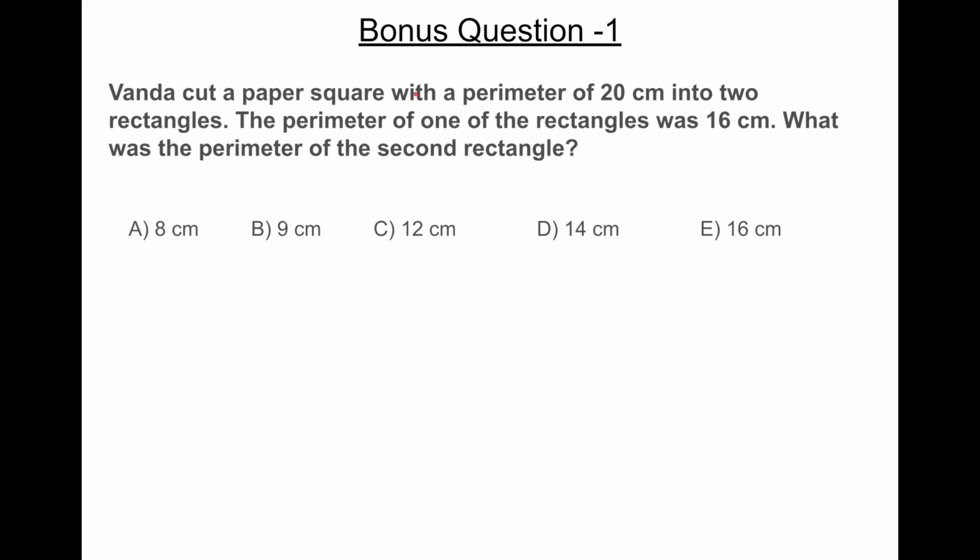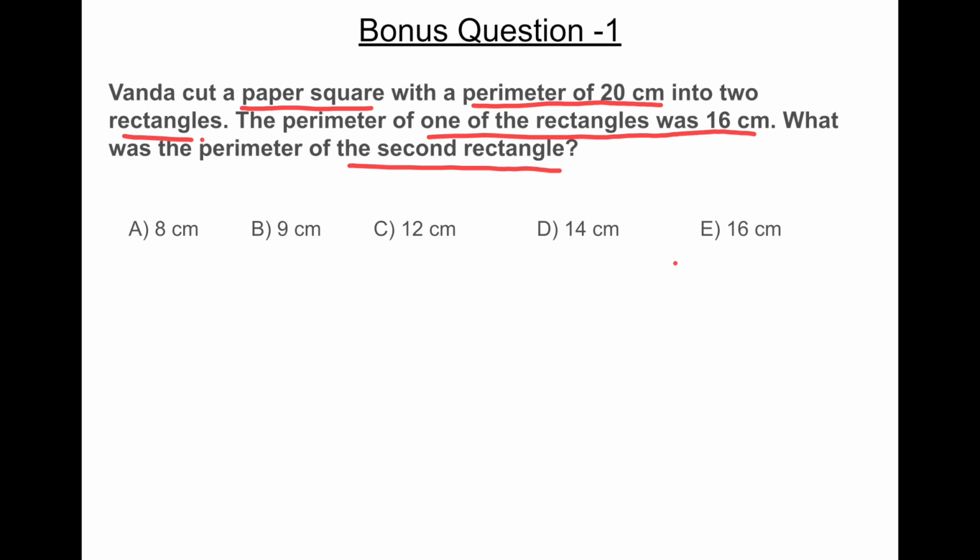This is our first bonus question. Please read it carefully and remember the key points. Wanda cut a paper square with a perimeter of 20 cm into two rectangles. The perimeter of one of the rectangles was 16 cm. What was the perimeter of the second rectangle?